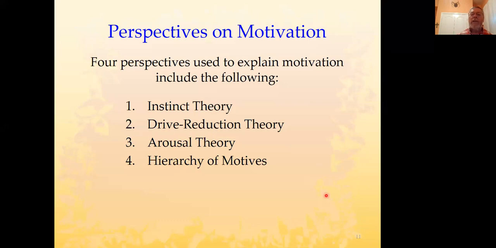Let me go ahead and bring up, first of all, our outline that we'll be using. Here it is. Okay, so you will find also this is consistent with what you find in your textbook. So traditional perspectives on motivation. Traditionally, we have four perspectives used to explain motivation, which include instinct theory, drive reduction theory, arousal theory, and hierarchy of motives. So we'll look at each one of those one at a time and see what they have to offer.